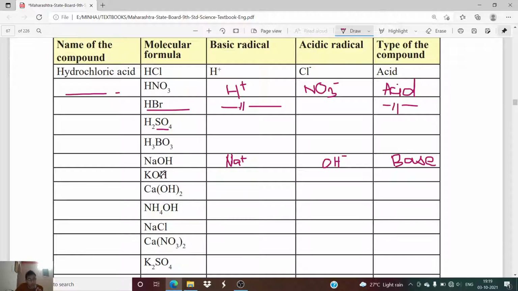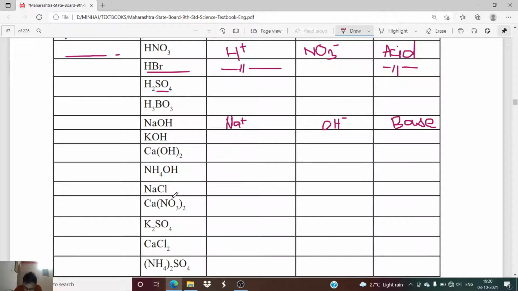K plus is the basic radical and OH minus is the acidic radical. Again, it is also a base. Then calcium hydroxide, Ca plus is the basic radical and OH minus is the acidic radical. It is also a base. Then ammonium hydroxide, NH4 plus basic radical, OH minus acidic radical. It is also a base.